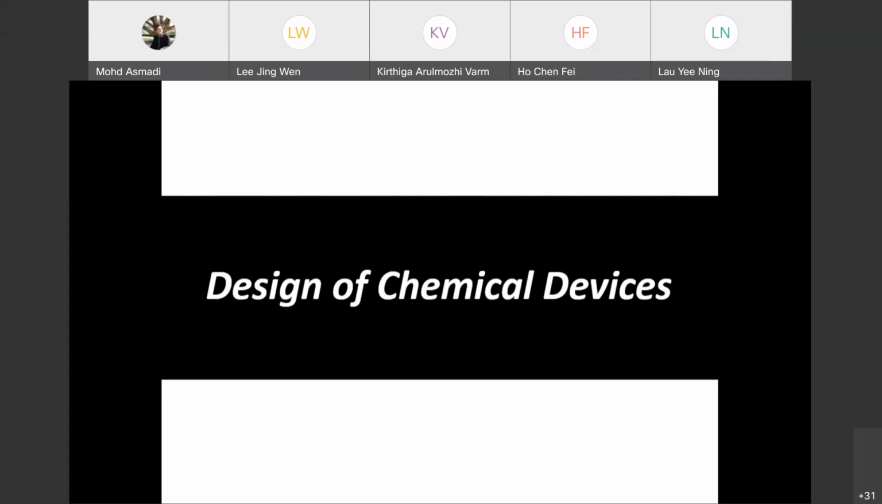And another criterion we also have to consider is the size of the filter, the position of the UV, and the position of the catalyst. That also you have to consider.